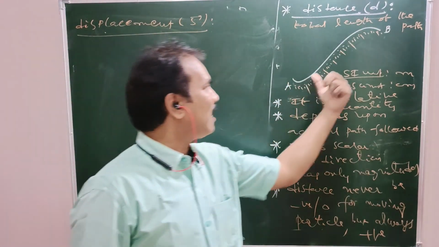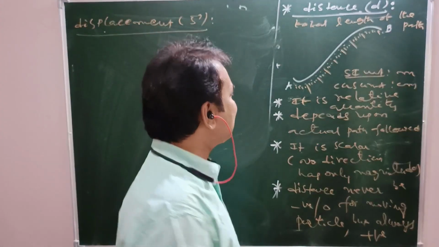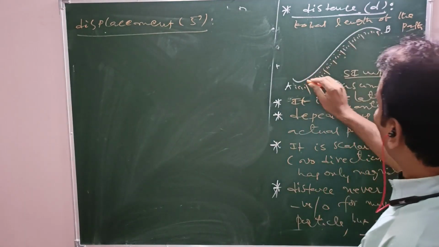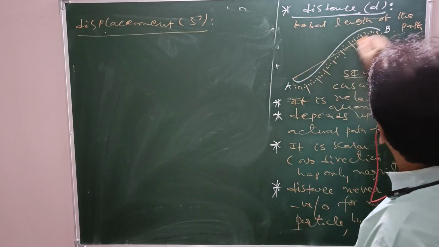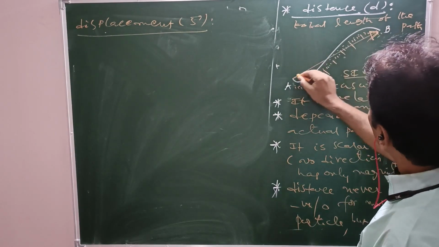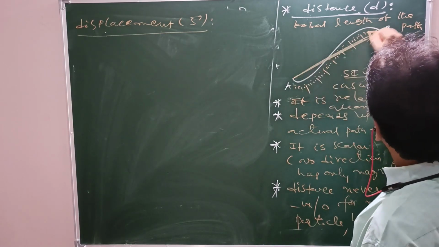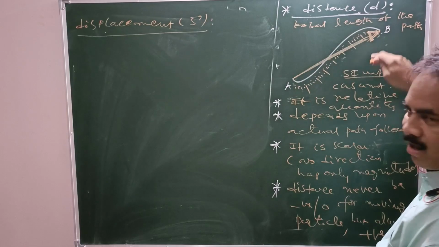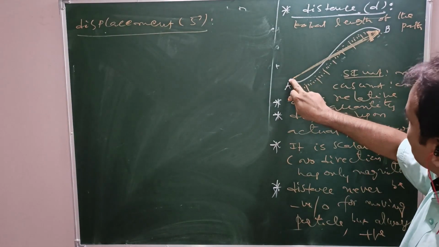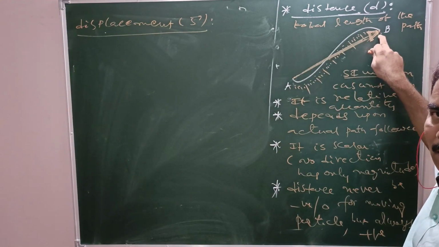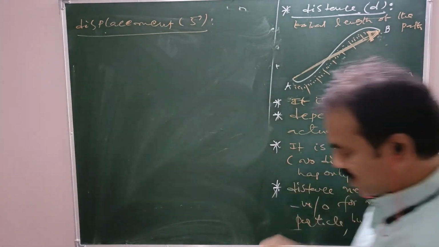See here, this is the actual path followed by the particle from A to B, right? Now take one line segment from initial position to final position. This is the initial position, this is the final position. Without considering the actual path followed, if I take a line segment drawn from initial position to final position with an arrow, then that is nothing but displacement.